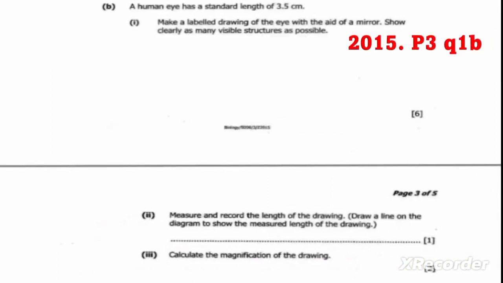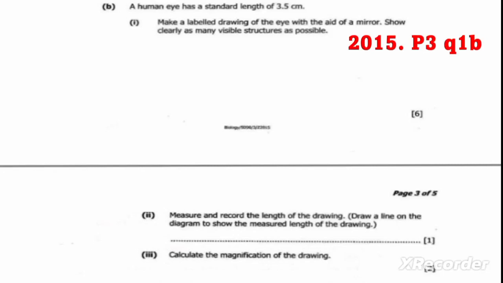Okay, so to appreciate the importance of what we have learned, we are going to answer this question, which is coming from 2015 paper 3. Paper 3 is a practical paper, and the question is question 1b. The question reads: a human eye has a standard length of 3.5 centimeters. So here we are given the standard length. In simple language, we are given the normal length, which is 3.5.